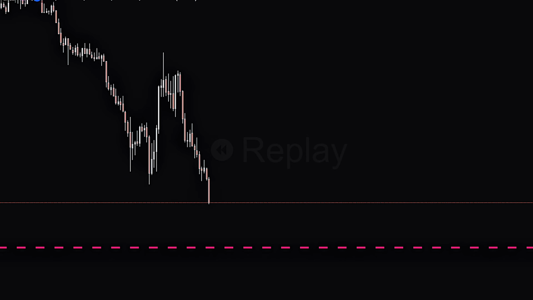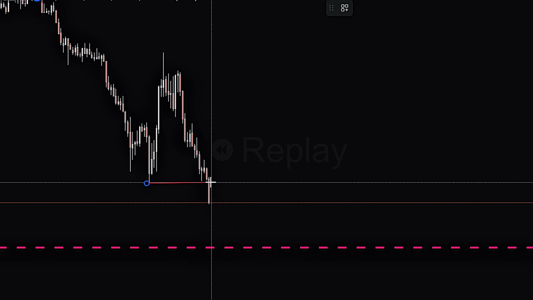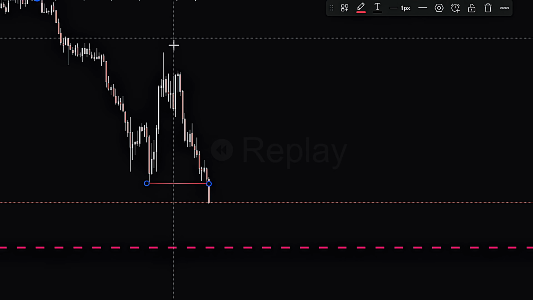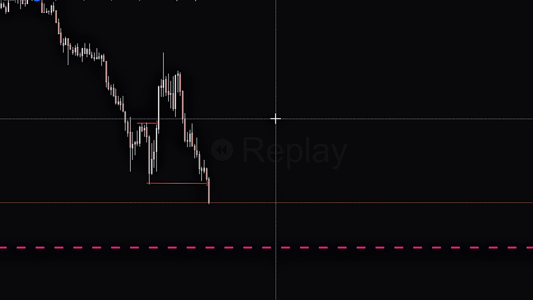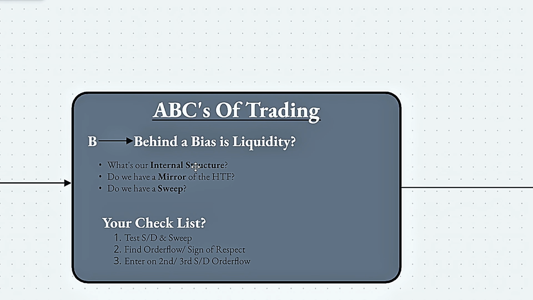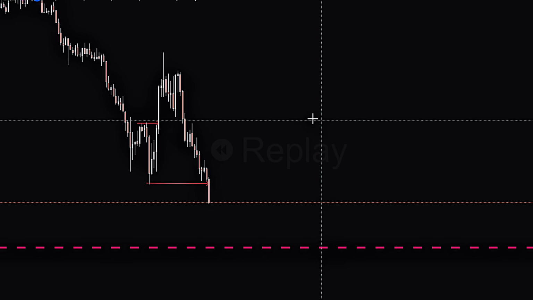And now I'm going to start marking out, okay, where did it break structure? What was swept? So at this point in time, it broke structure to the downside. I'm looking for a long position. So what am I looking for? I'm looking for the market to break structure. So with this, I'm going to, like I said, look for that mirror of the higher time frame. I'm looking for long positions, so I want it to break structure to the upside.